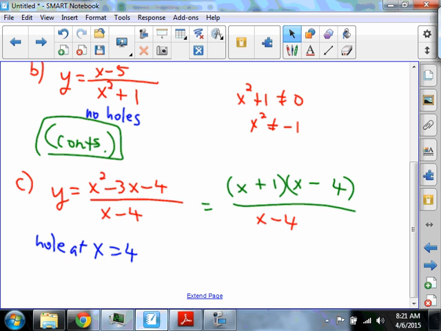Any questions about finding removable discontinuities? Okay, good. Well, we got 2 more big ideas to get to, and then that's it. So the next big idea we need to get to is finding vertical asymptotes. And we already talked about it, so let's just go right into example 2.